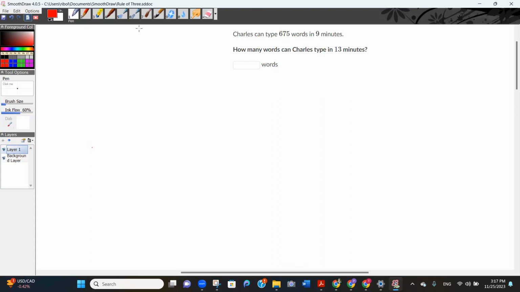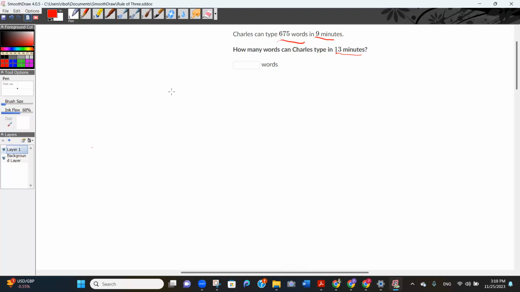In many of the previous problems, we were asked to compute the rate of something, and we went into the unit rate. But in many cases, we don't want to do the unit rate. We have a rate for something, for example here, 675 words in 9 minutes, and then we want to see how many words Charles can type in 13 minutes. So we are not necessarily going for the unit rate.